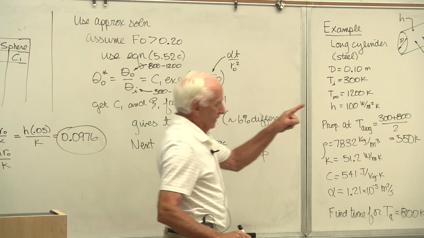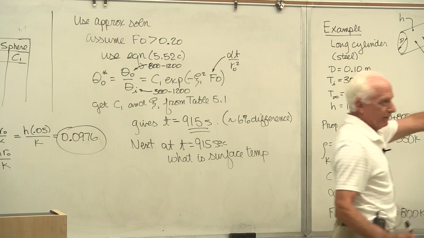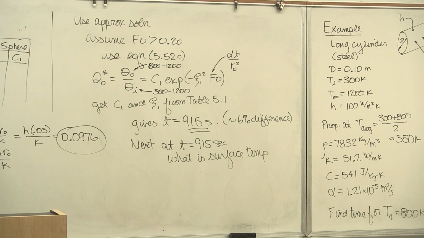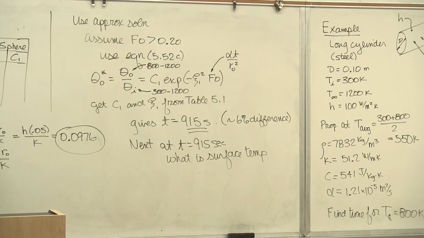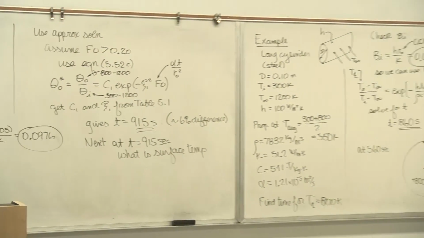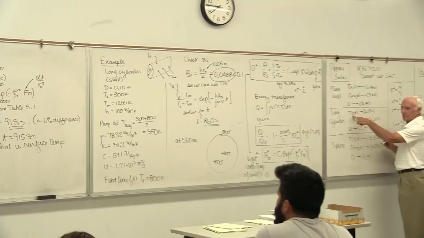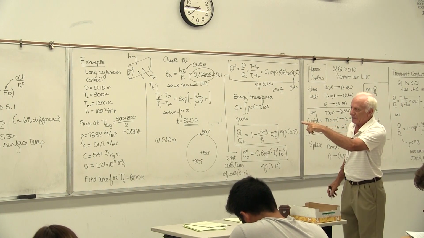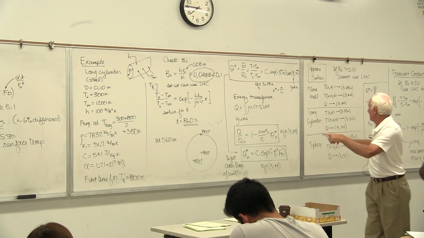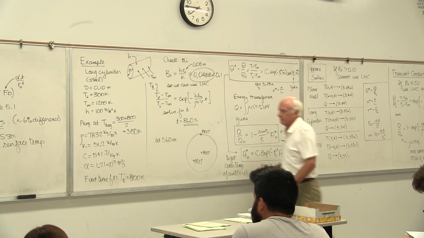Okay, there's chapter 5. Go back there again. What do I have? I have a long cylinder. The Bi is not less than 1/10. Where do I go? Long cylinder. What do I want to find? Here it is. The temperature when the radius is r outside and the time is 915 seconds. What equation? 5.52a.